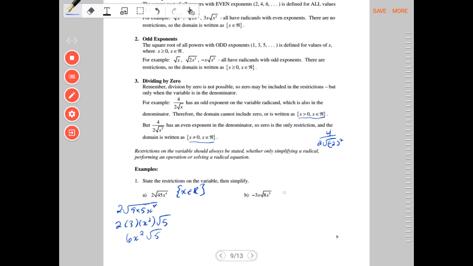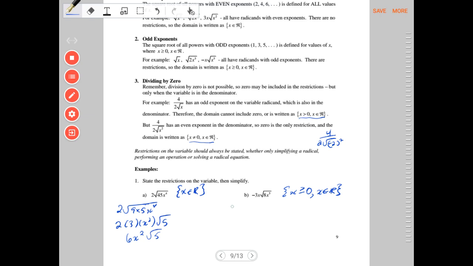All right, next one. In this case, we have x to the fifth, so that's an odd exponent. It's not in the denominator, so our domain would be x must be greater than or equal to 0, x belongs to reals, which means x cannot be a negative number.